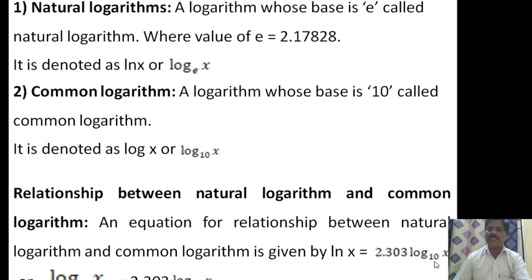Here, the natural logarithm is equal to the multiplication of the factor 2.303 with the common logarithm. That is the relation between the natural logarithm and the common logarithm. Therefore, ln x is equal to 2.303 into log x to the base 10, or it can also be written as log x to the base e equal to 2.303 log x base 10. With this conversion, we can calculate.